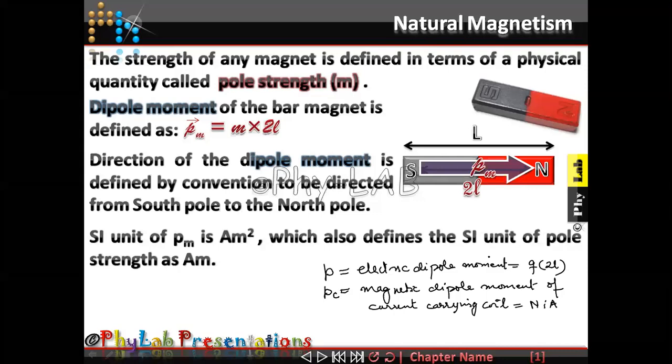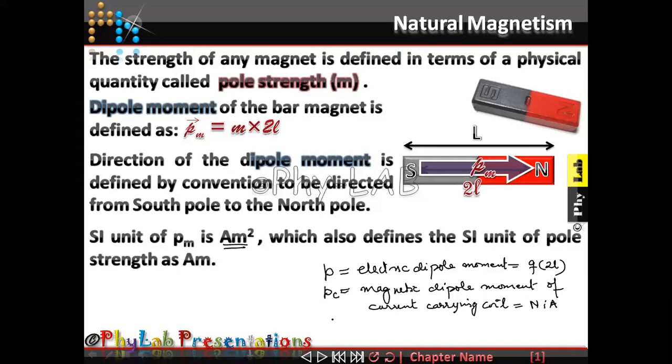A was the area of the coil. So this was the second type of dipole moment that you have studied, and from this you have got the unit as ampere meter square. So we are going to continue this unit for the bar magnets also.